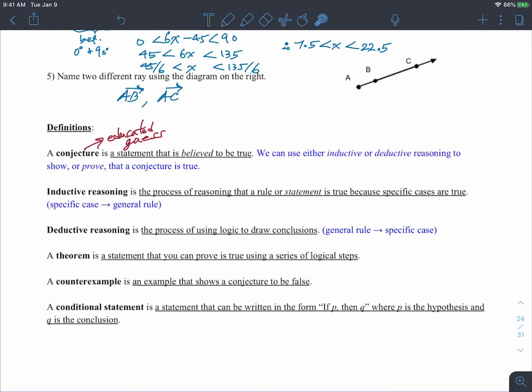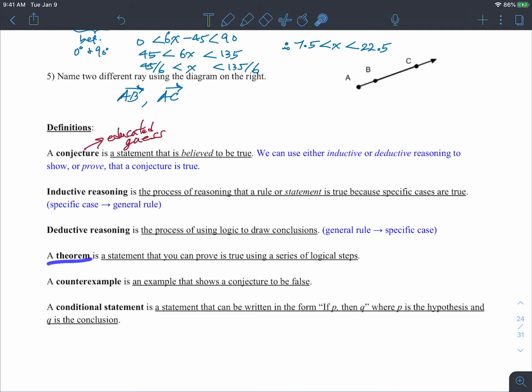The deductive reasoning is a process of using logic to draw a conclusion. In that particular case, the direction of the reasoning has switched. It's swapped from the inductive reasoning. Here, we apply the general rule to specific cases, right? So if you know a general rule, then when something arises, you apply that rule to those instances, right? All right.